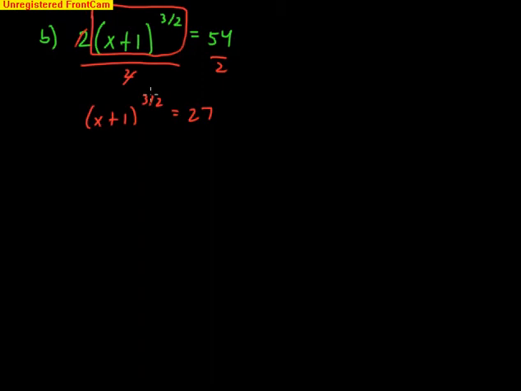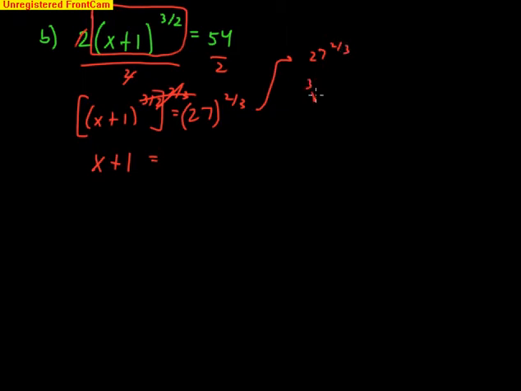And now, to get rid of this 3/2 power, I'm going to raise it to the reciprocal, 2/3. And I'll do it on this side as well. So the 3/2 and 2/3 cancel. The parenthesis also drops, x plus 1. Over here, 27 to the 2/3. That is the cube root of 27 squared.